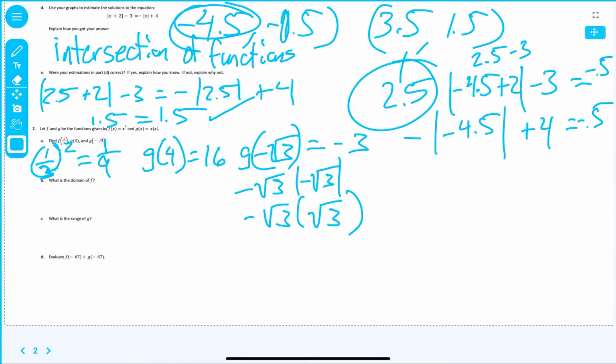Okay? So what is the domain of f? Domain of f is all real. Why? Because it could be any number, right? What is the range of g? Because it can be all real numbers.